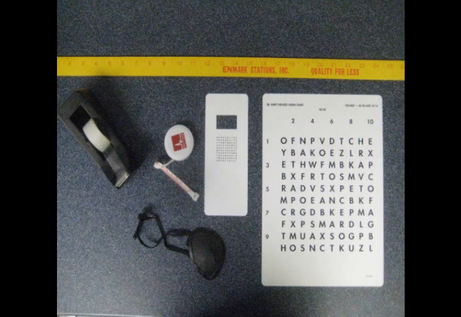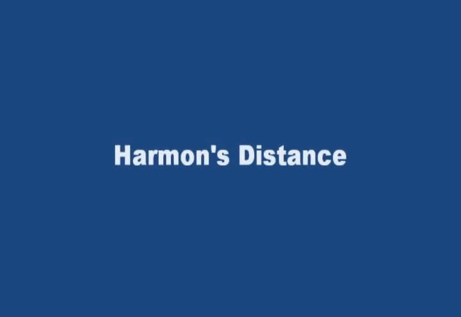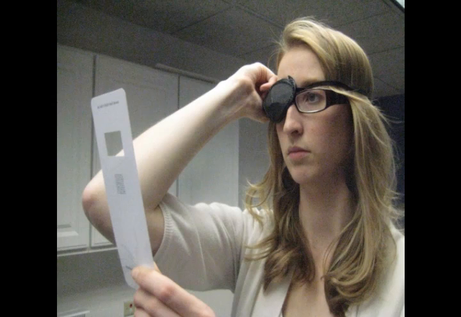For this technique, you will need 2 heart charts, an eye patch, tape, and a meter stick or tape measure. Please wear your correction, whether it's contact lenses or glasses, with the eye patch over your right eye. To determine Harmon's distance, hold your knuckle next to your cheek and extend your elbow forward. This is where you should hold the near chart, or the chart in your hand.